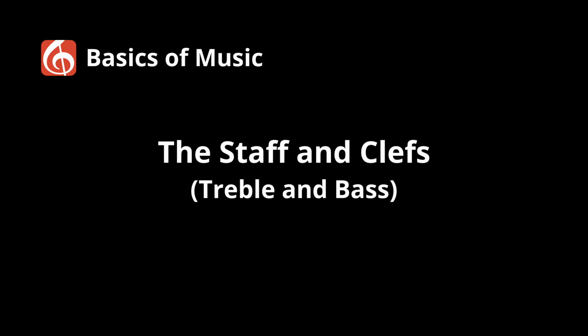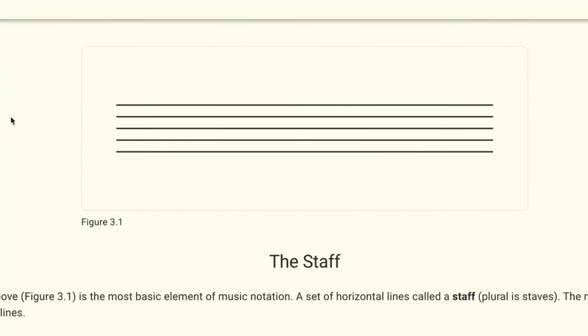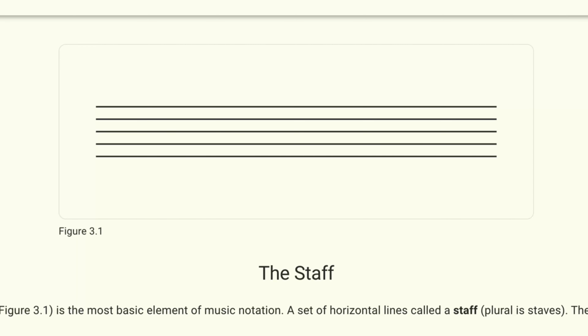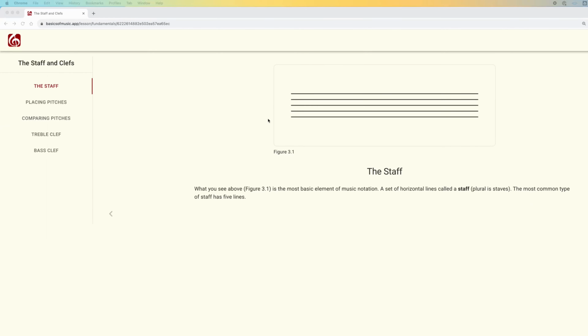Hi, everyone. This lesson, we're going to talk about the 5-line staff and the treble and bass clefs. This is the most basic element of music notation, a set of horizontal lines called a staff. Plural is often staves. The most common type of staff has 5 lines, and it's basically music graph paper where we can write down notes in time.